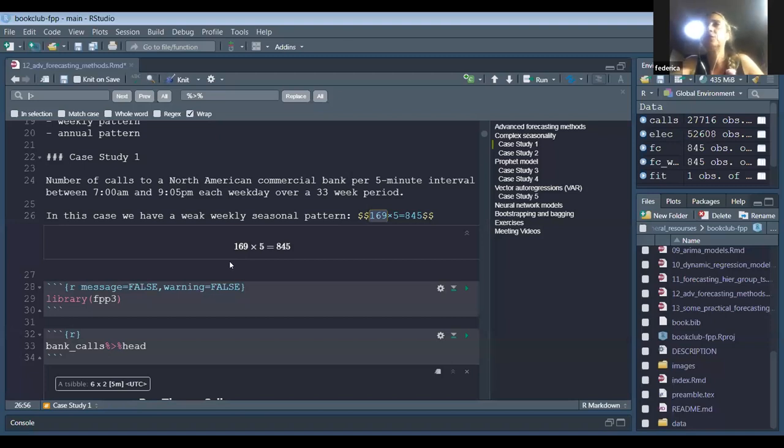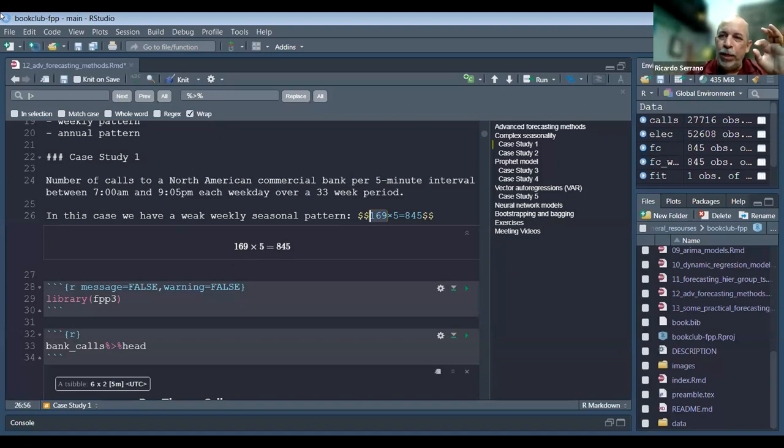This is in fact the case for when the year is not exactly 365, but it's a fraction. Yeah, because we don't have the year. We only have 33 weeks. Exactly. For the year, we need at least 52 weeks. So we don't have the year, so we're not doing that. But we're doing the daily and the weekly, which is the one that is driving this time series.